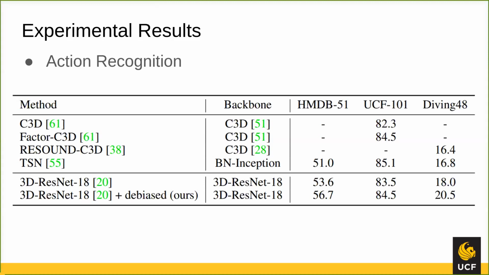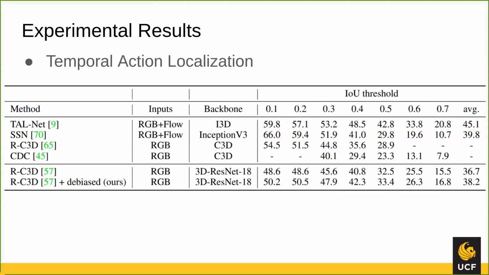In some cases, it actually outperforms. For the temporal action localization, again, we'll focus our attention on the bottom part. There's the RC3D and then the de-biased RC3D. And again, for any of the IOU thresholds that they used, it improves the performance by a few points. And then it has comparable results to a lot of the other methods. However, the other methods did outperform the de-biased results.